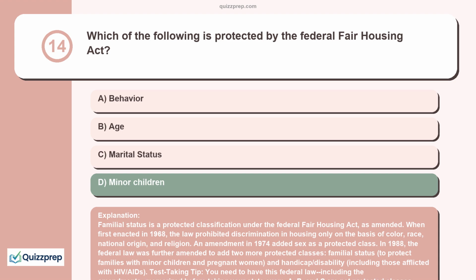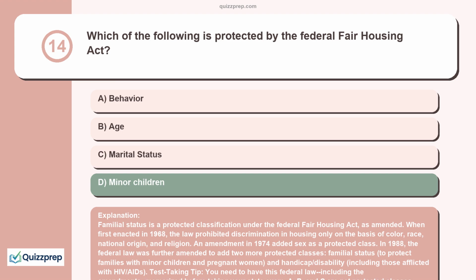When first enacted in 1968, the law prohibited discrimination in housing only on the basis of color, race, national origin, and religion. An amendment in 1974 added sex as a protected class. In 1988, the federal law was further amended to add two more protected classes: familial status, to protect families with minor children and pregnant women, and handicap/disability, including those afflicted with HIV/AIDS.